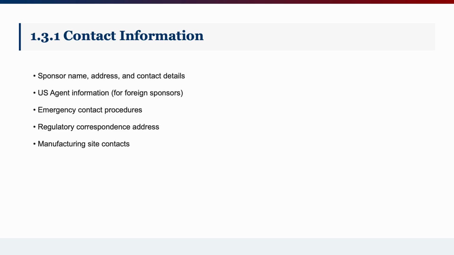If there's a specific regulatory affairs contact, include their information as well. If you're a foreign sponsor, meaning your company is based outside the United States, you must designate a U.S. agent. This is a legal requirement. The U.S. agent is your representative in the United States and serves as the FDA's point of contact for all communications. Choose this agent carefully because they need to be responsive and knowledgeable about your program.